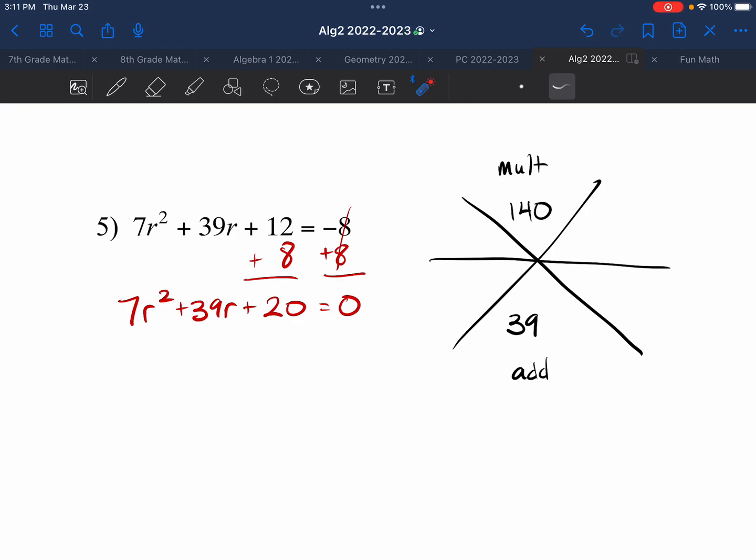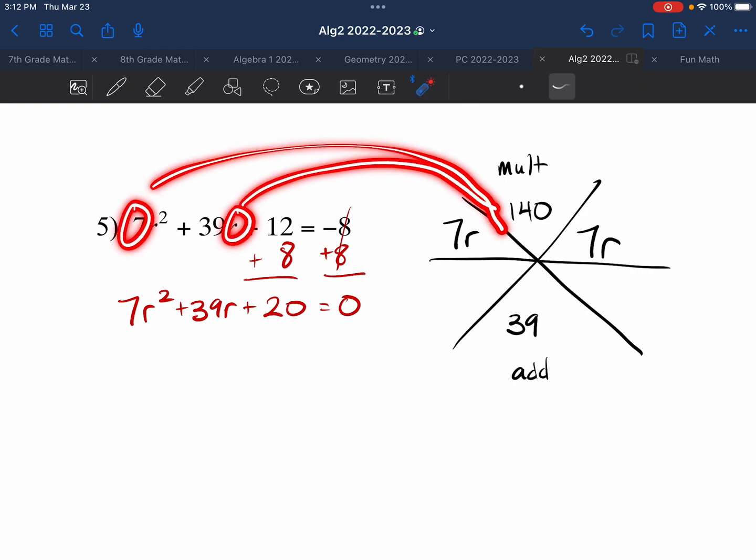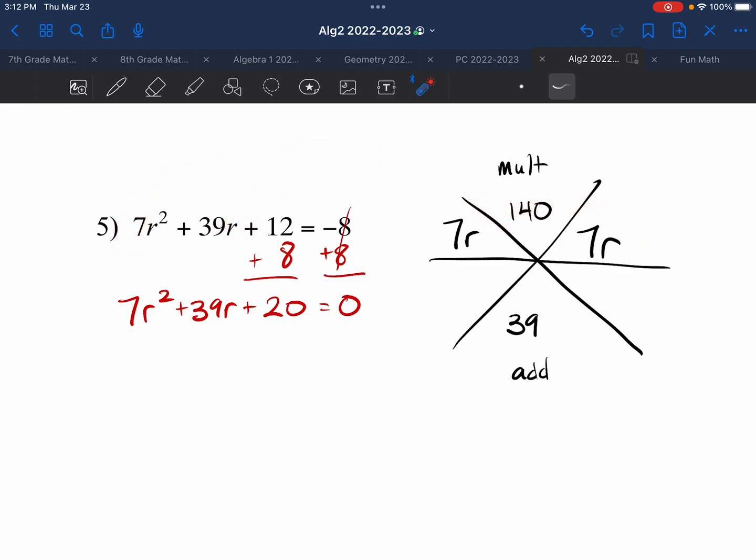Let's make sure I got my signs correct. Positive times positive is a positive. Positive comes down here and makes positive. Okay, everything's positive. And finishing setting up our ninja star, we have a 7r and a 7r. Just as a reminder, it's 7 and r that both come into each of these terms, so that one and this one. All right, so I'm finally ready. I'm asking what number here and what number here multiply to 140 and at the same time add to 39. And I'm not sure. I think it's 35 and 4.